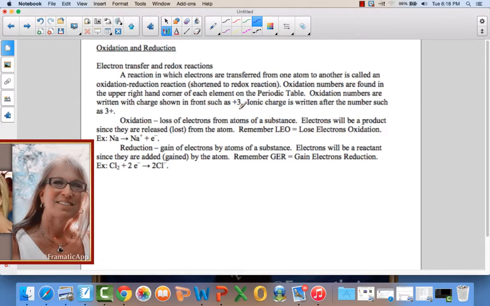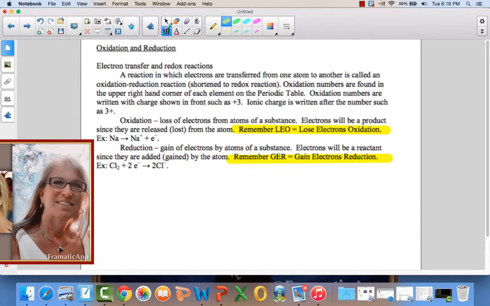Just show the charge. As I said, oxidation is a loss of electrons from a substance, so electrons will be present on the product side because they're being released from the atom. So LEO says GER. This is really important right here. Loss of electrons. Reduction is the gain of electrons by an atom of a substance. Therefore, if it's gaining it, then the electrons will be a reactant because they're added to the atom. And that's where we get the GER from. Gain of electrons is reduction.